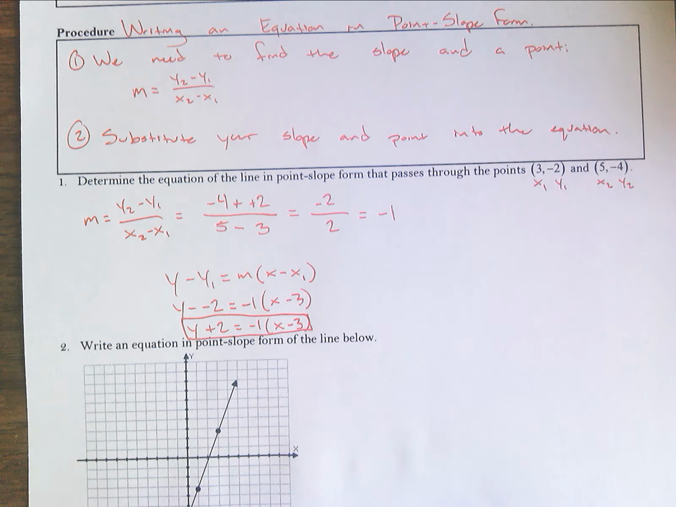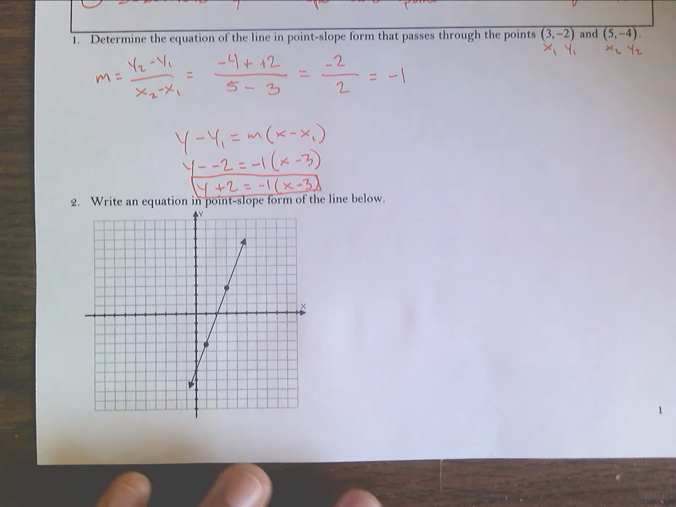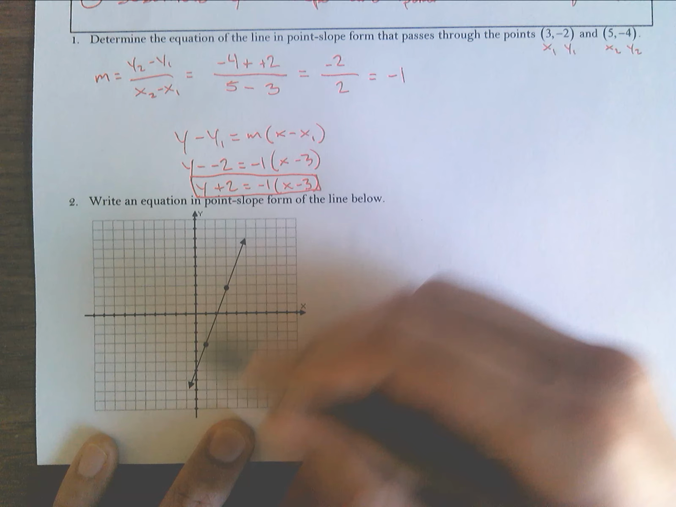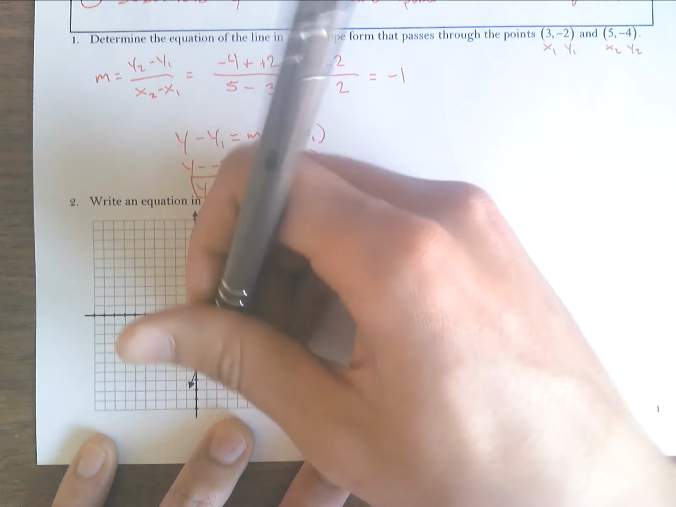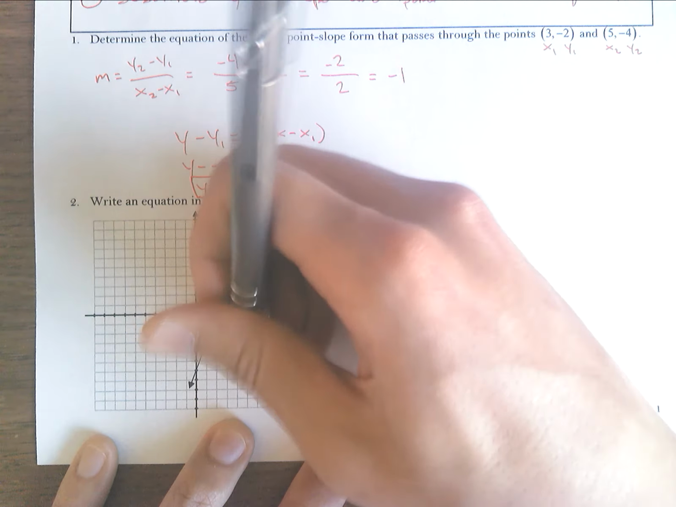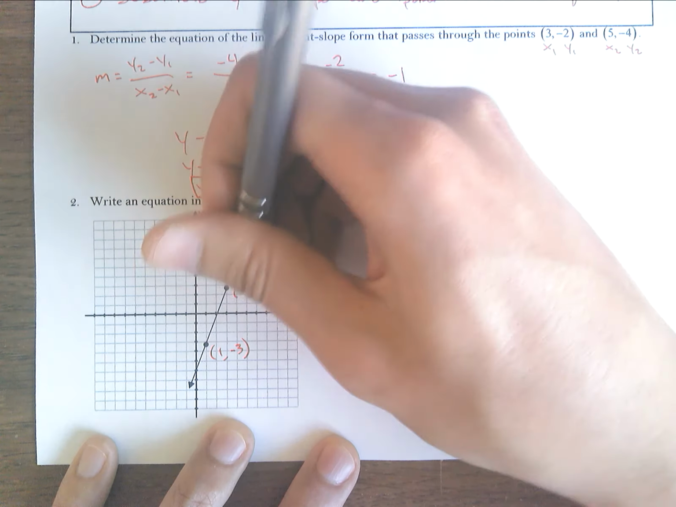Let's try another. Here we have a graph, so let's find a couple points on here. I've labeled them for you. For this one, we go right 1, down 3, so this is the point 1, negative 3. For this point, we go right 3 and up 3, so this is the point 3, 3.